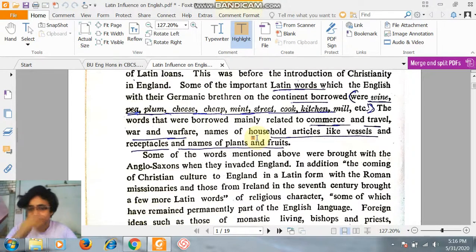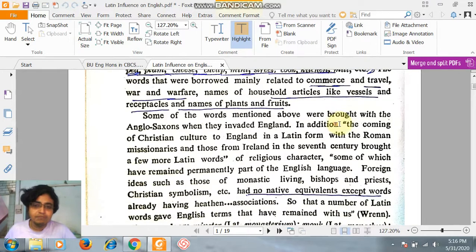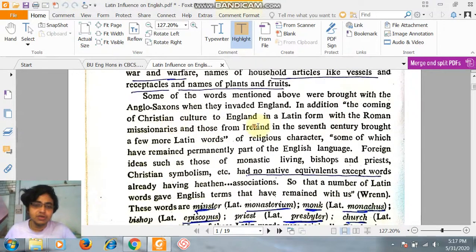from the Latin language. Some of the words mentioned above were brought with the Anglo-Saxons also when they invaded England. In addition, the coming of the Christian culture to England in a Latin form with the Roman missionaries and those from Ireland in the 7th century brought a few more known Latin words.